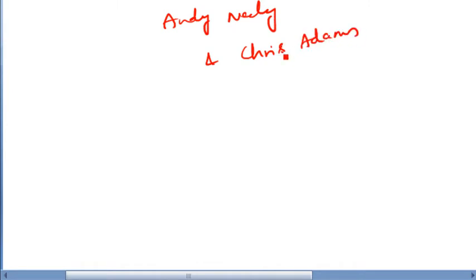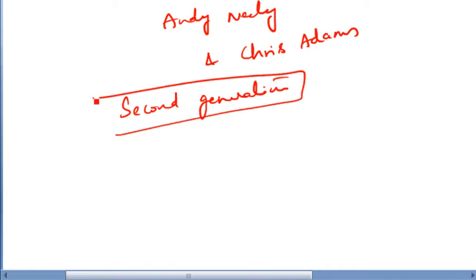So first of all, there were two people, Andy Neely and Chris Adams, who gave this performance prism as a second generation performance management framework. The word they've used is second generation. Generally, we use words like first generation, second generation when it comes to internet, smartphones, bikes, stuff like that. So these guys say that performance prism is a second generation performance management framework.